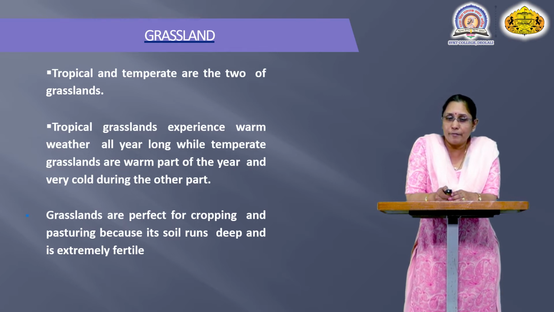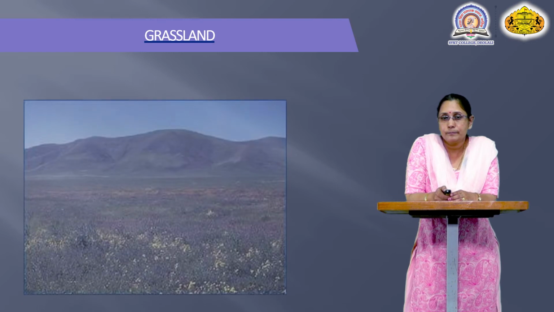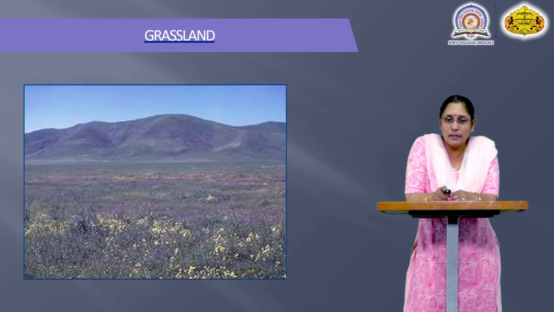Then grasslands are perfect for cropping and pasturing because the soil runs deep and is extremely fertile. It has been observed that grassland soil is too much fertile compared to other soil. Why may it be so? Because we saw it is the region in between forest and the desert, so maybe because of this, too many nutrients may be available in that particular soil. That's why they are good for cropping and pasturing. So this is the picture of grassland, which is located, as I told you, in between the desert area and the forest area.